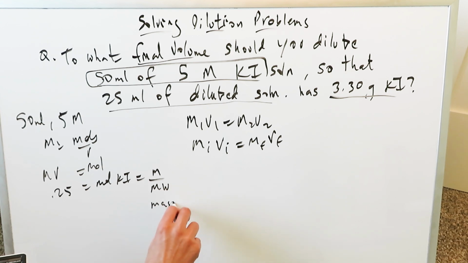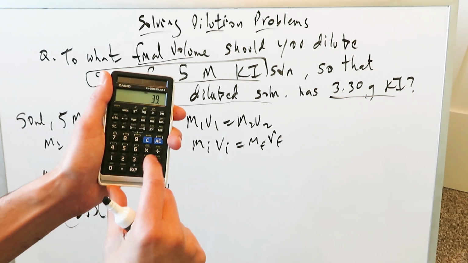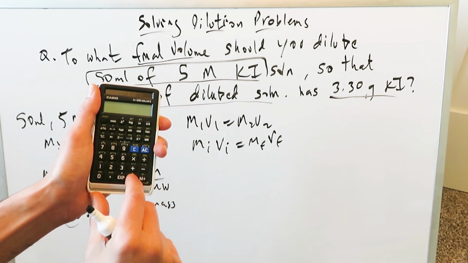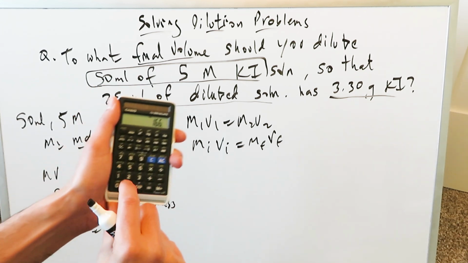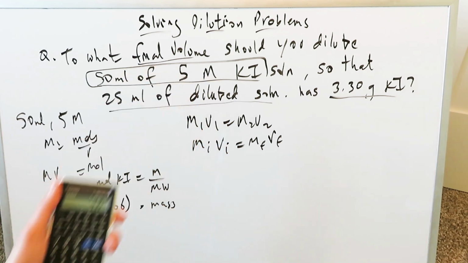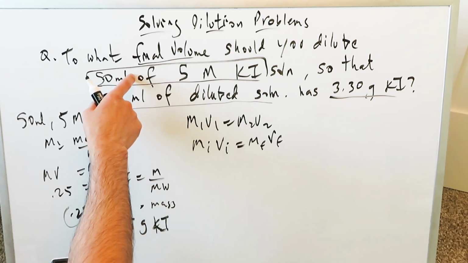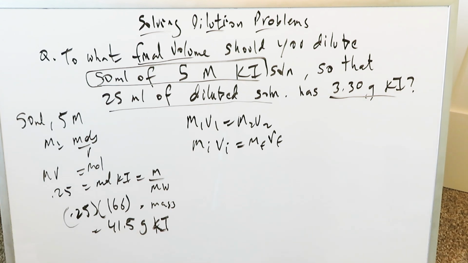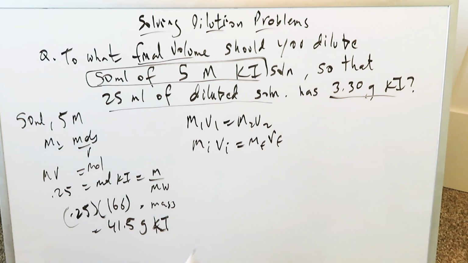The mass is equal to the molecular weight times that. What's the molecular weight of potassium iodide? You just do 39 plus 127, the molar masses of each, which is 166. When you multiply 166 times 0.25, you have 41.5 grams of potassium iodide. Your initial solution is so concentrated you can pull out 41.5 grams, but you want to dilute it, so that from a certain volume you can pull out 3.3 grams of potassium iodide. How would you do that?